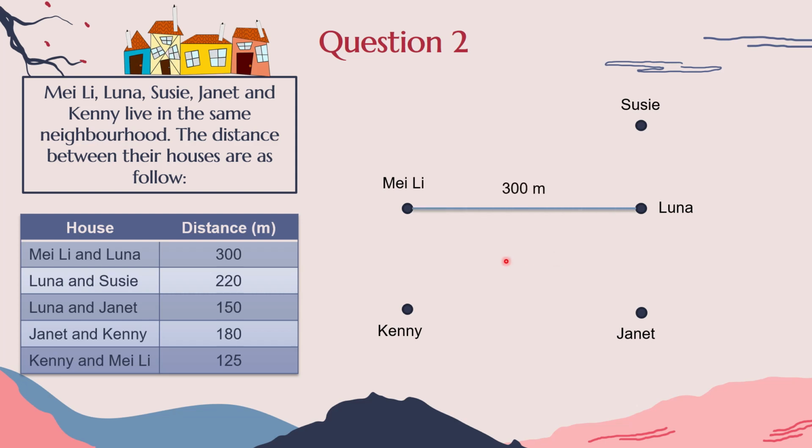Like this. This is the first information from the table. 300 meters, the distance between these two houses, between Melly and Luna's house. And then Luna and Susie, the distance between Luna and Susie is 220 meters, which is about here.